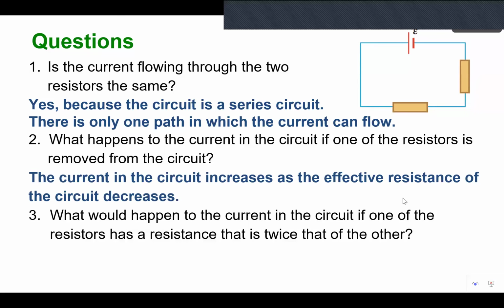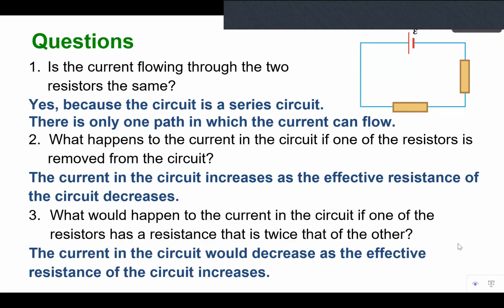So then the next question is: what would happen to the current if one of the resistors has a resistance that is twice that of the other? So initially, maybe I have 1 ohm, 1 ohm. Now I have one that is twice. So it becomes 2 ohms and 1 ohm. So I'm actually increasing the resistance of one of them. My total resistance will be the sum of these two, so my total resistance will actually increase. And if my total resistance increases, my current flowing through the entire circuit will decrease.